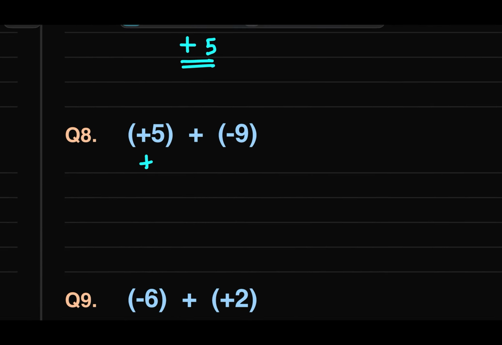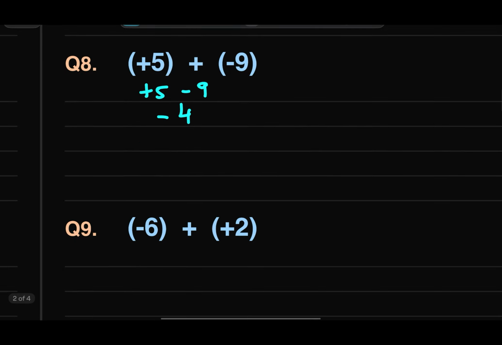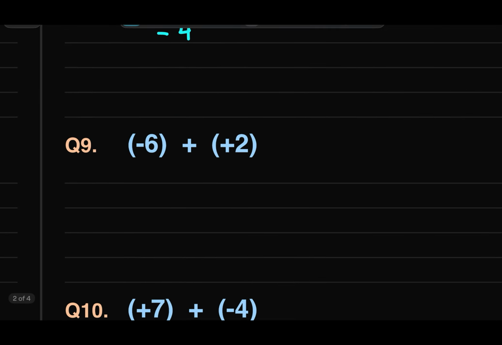Next one, remove the bracket. Plus 5 minus 9. One is plus, one is minus. Sign of the greater number and subtract. Question number 9. Again, minus 6 plus 2. One is plus, one is minus. So we subtract, sign of the greater number.